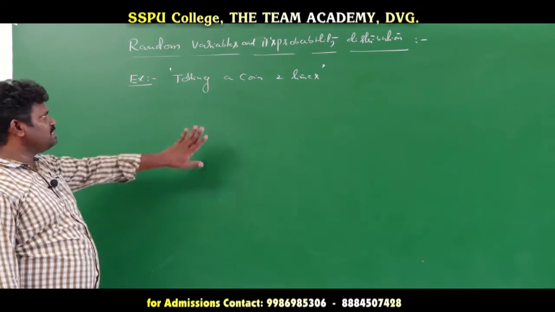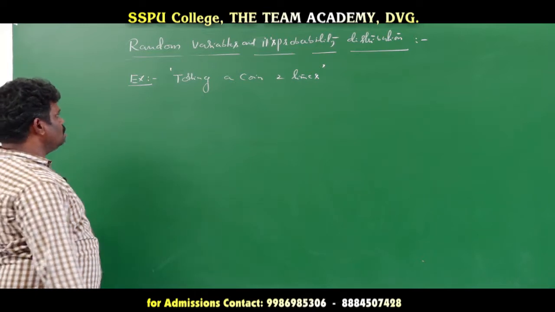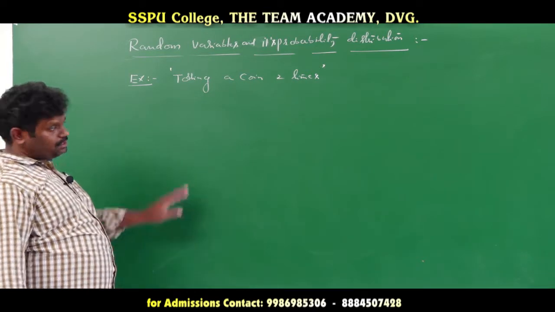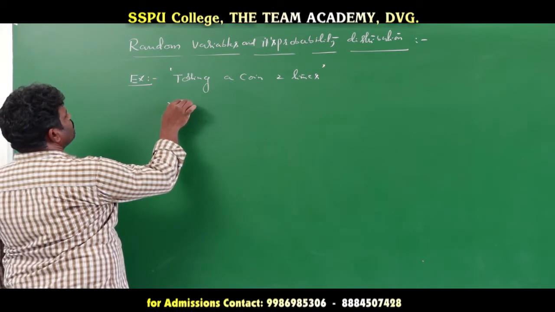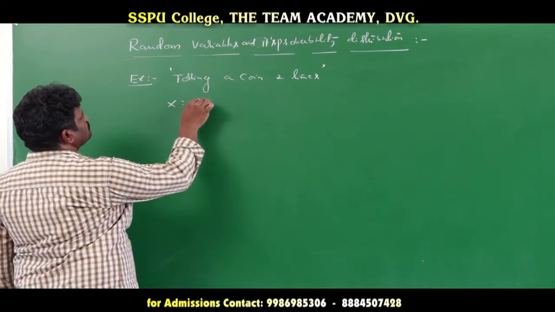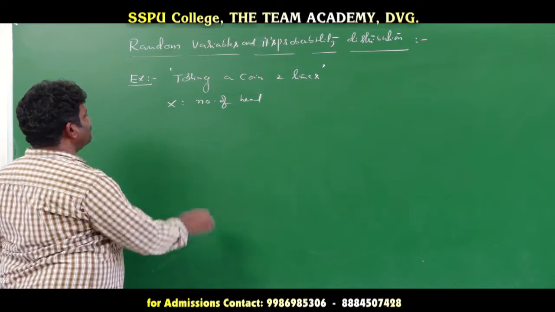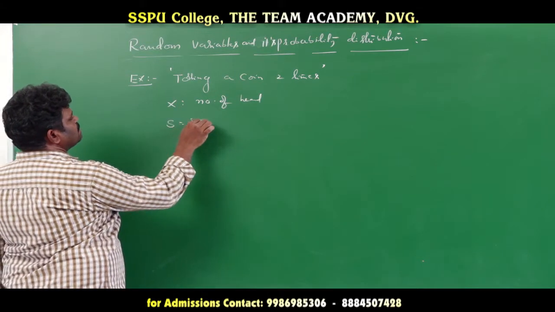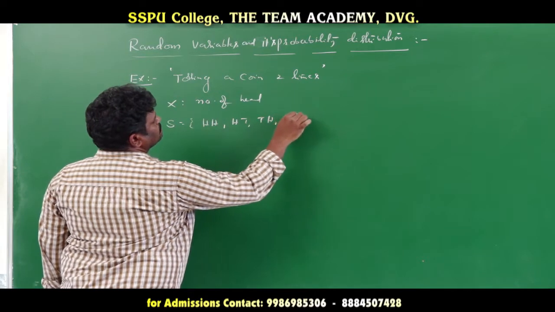We already explained this example, but let us consider two different random variables. The random experiment is tossing a coin 2 times. Suppose a random variable, which we already said is nothing but a rule, is the number of heads. First, the sample space: S is equal to HH, HT, TH, TT.